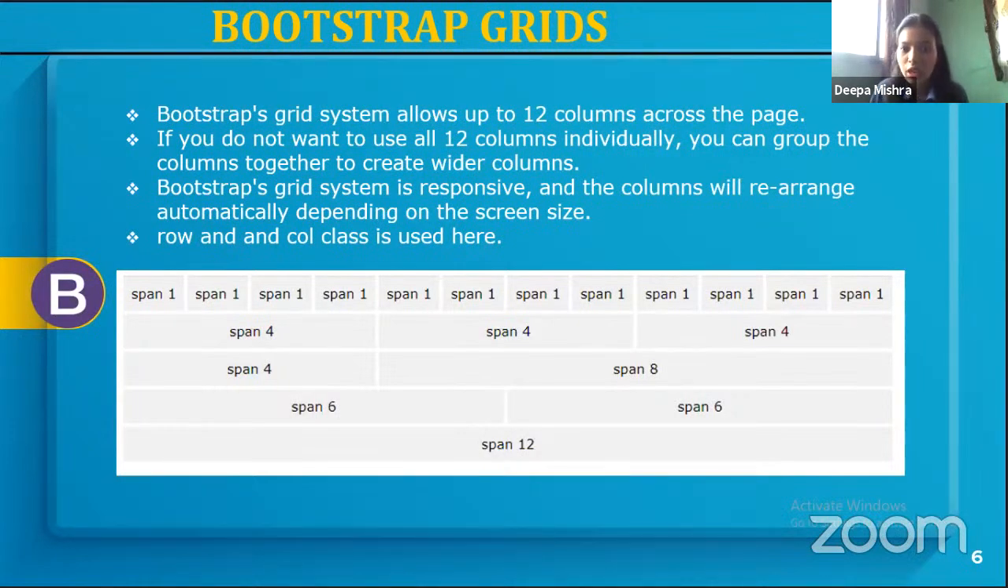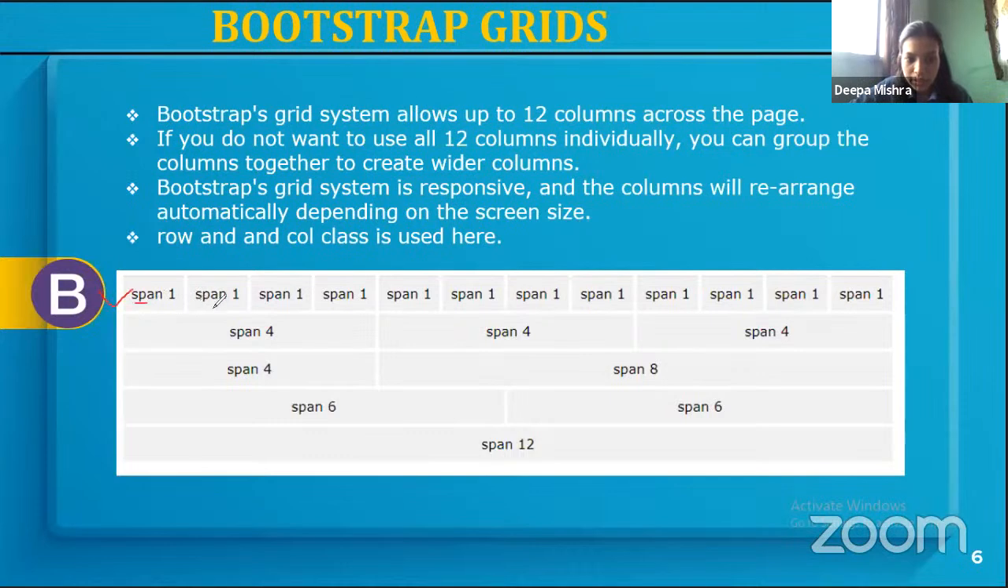Now the Bootstrap grid system allows up to 12 columns. With the help of this grid system, you can set 12 columns of fixed space at the top of your web page. Now there are two classes to set this. One is the row class and another one is the column class, COL and ROW. With the help of these classes, you can design such a structure. As you can see here, multiple columns are there.